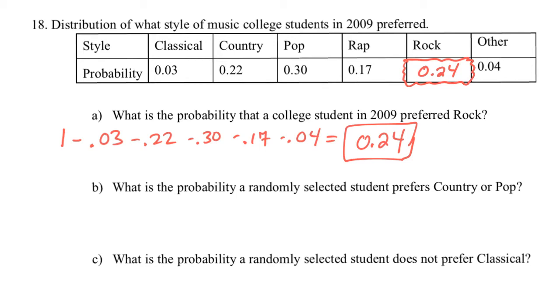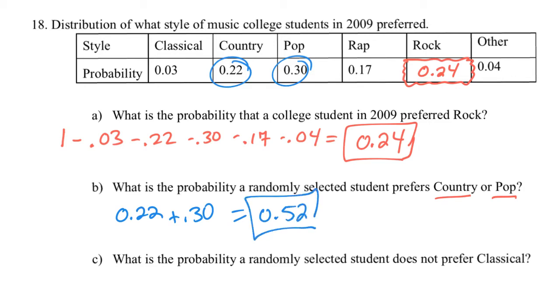For part B, we want to know what is the probability a randomly selected student prefers country or pop. So that means we have to include both country and pop. So country we see is 0.22. Pop is 0.30. So we just add those two together. So the probability that somebody would prefer country or pop is 0.52, or you can look at that as 52%.